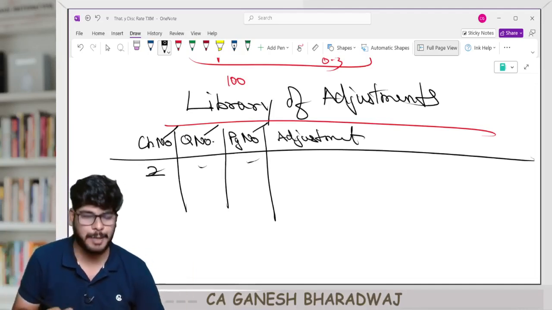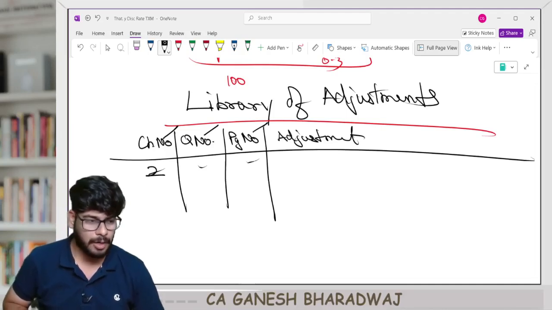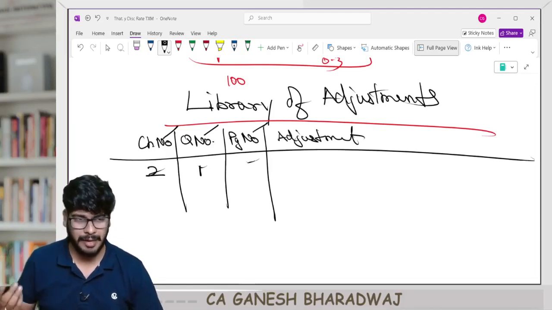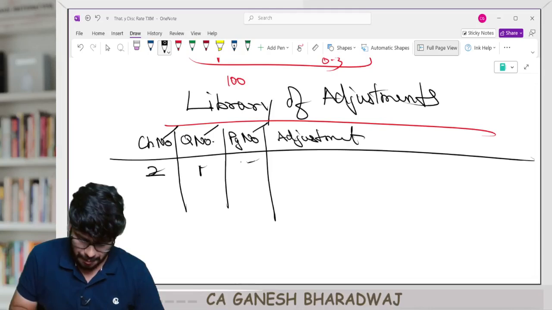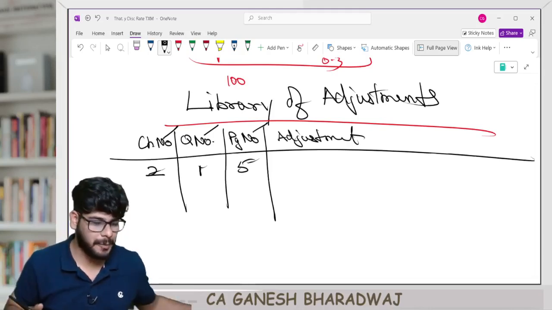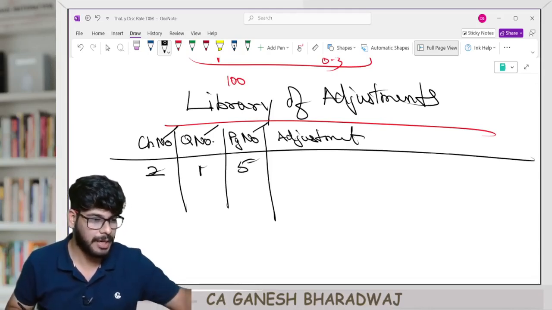Now, for example, what is this chapter? Cost of capital. As per our book, this is chapter number 2. Question number 1. It's on page number 5. Give me the solved workbook, solved question bank, page number 5. Now, adjustment, I will dictate, write down.